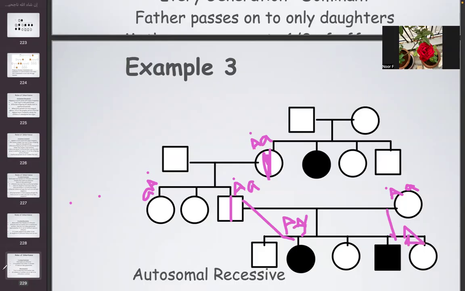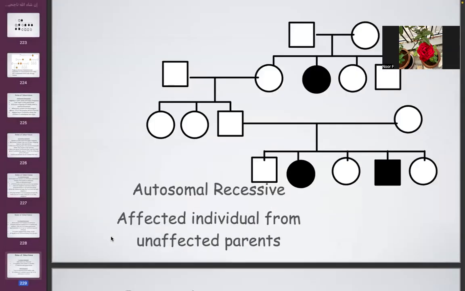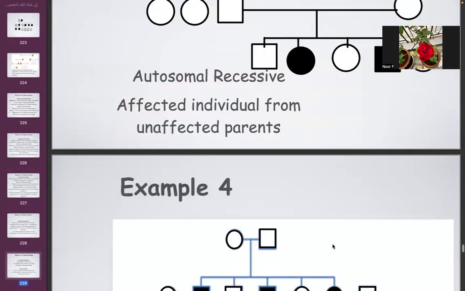So this is the autosomal recessive pattern, where the parents need not be affected and the children will get affected, and they usually skip generations. Autosomal recessive: affected individuals from unaffected parents.